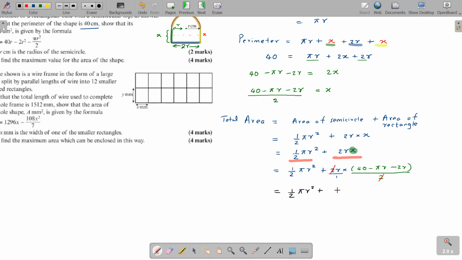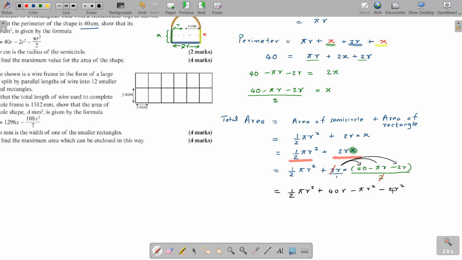And here outside the bracket, I'm just having an r, isn't it? Shall I open the bracket with r? Because I want to get the show that. So r times 40 is 40r. R times pi r is minus pi r square. R times minus 2r is minus 2r square. Do you agree with me? So this is what I get.